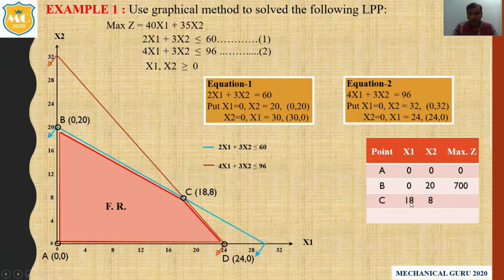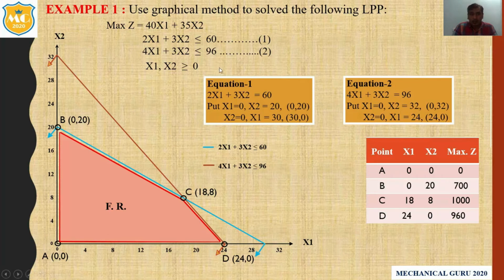And at point C, x1 is equal to 18 and x2 is equal to 8. Put these values in maximize z. So here we get 1000. And at point D, x1 is equal to 24 and x2 is equal to 0. So here we get 960.